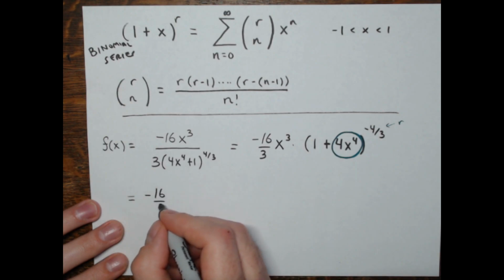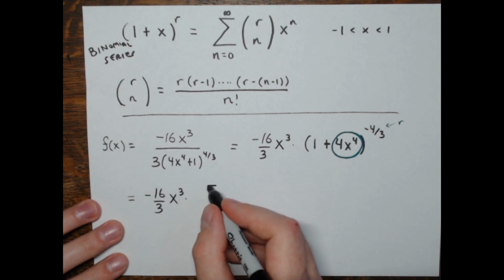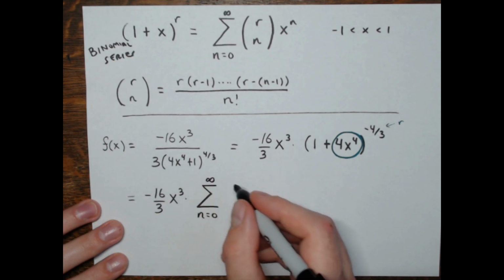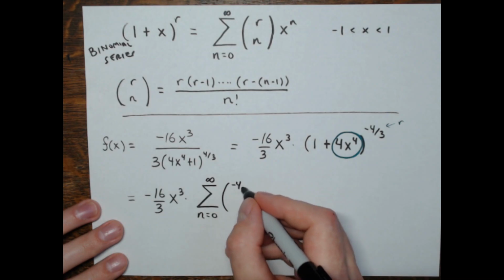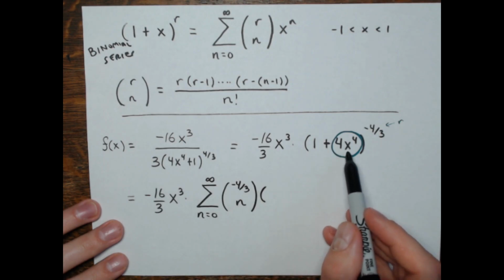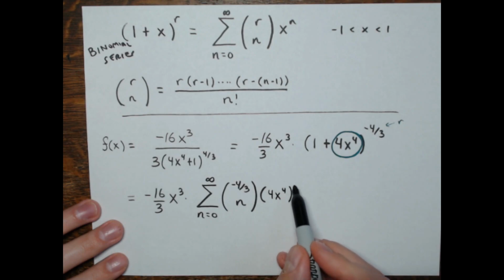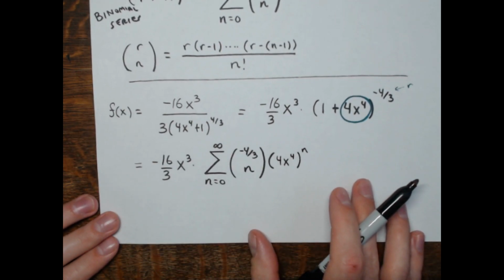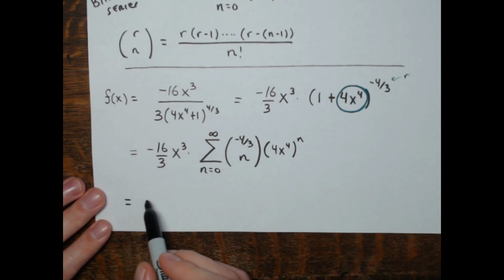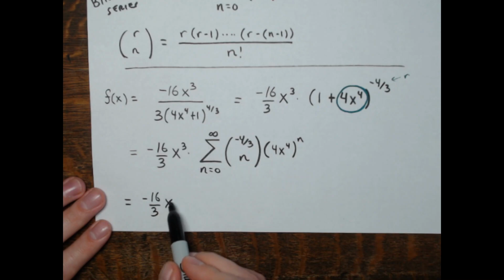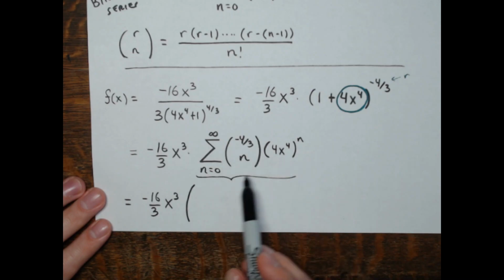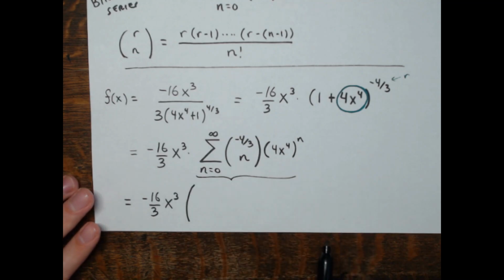So this should be negative 16/3 times x cubed times the following series. All right, sum from n equals 0 to infinity of negative 4/3 choose n, times, and then instead of x to the nth, this 4x to the 4th to the nth. And again, all they want is the first 3 non-zero terms. So I'm going to keep this negative 16/3 x cubed out here for right now. And then I'm just going to put out the first 3 non-zero terms of this series, and then we'll distribute the negative 16/3 x cubed.